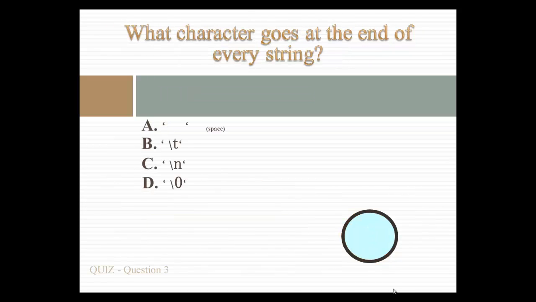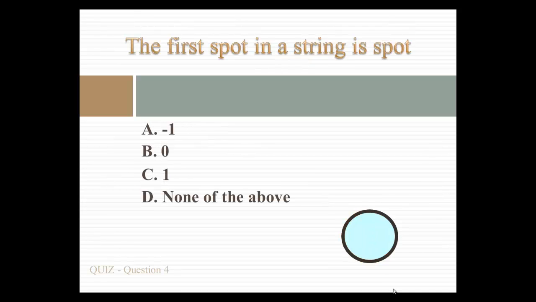Which character goes at the end of every string? A null character is at the end of every string. The first spot in a string is numbered spot, array counting always starts at zero, so the first spot in a string is spot 0.